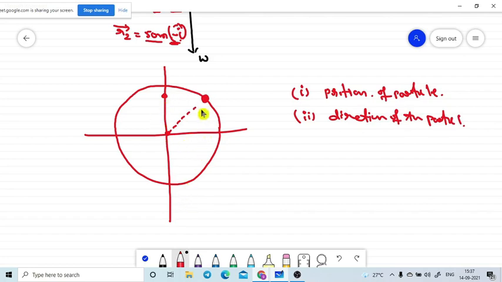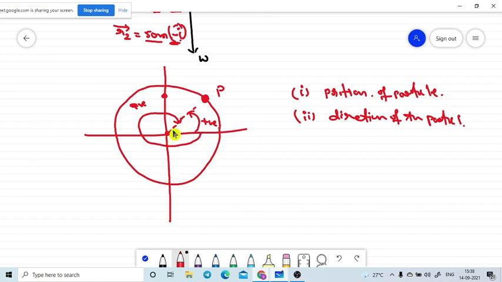Let me take this example. If the particle is located here, you already know this in mathematics: if the angles are measured in the anti-clockwise direction, we take them as positive angles. If the angles are taken in the clockwise direction, we take them as negative angles.